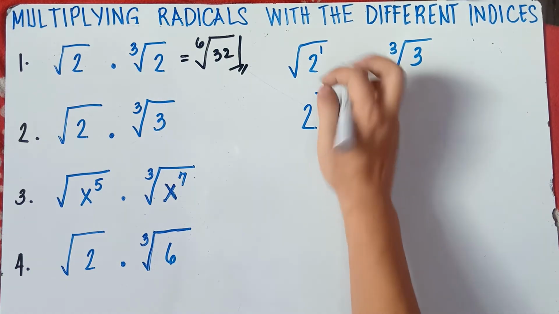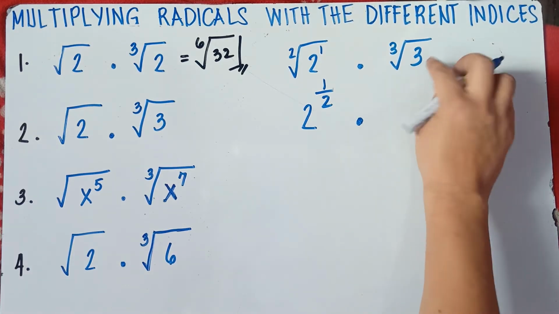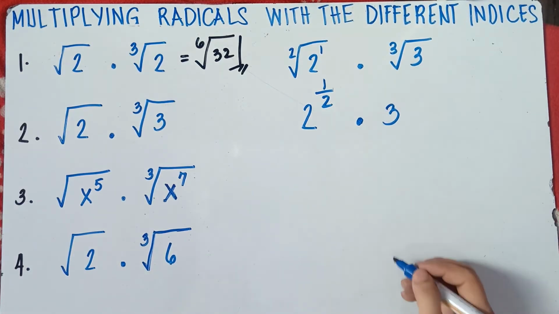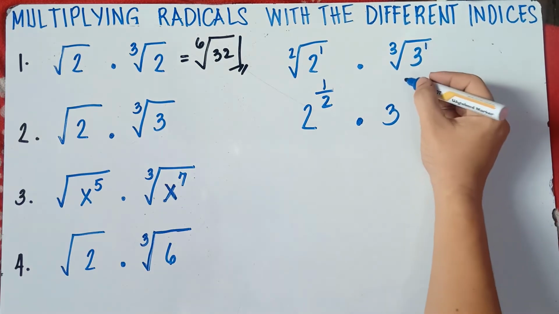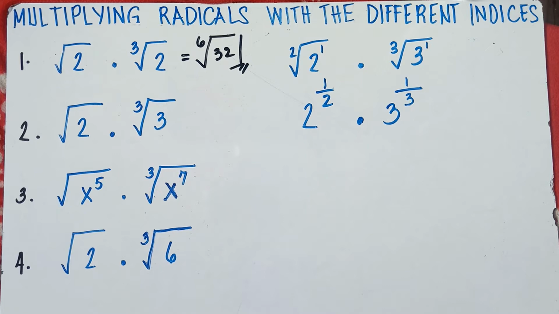and 2 will be the denominator. So where did I get 2? From the index, class. Then copy the radicand 3. Then understand the exponent there is 1, and 1 over 3 will be the index. So, 2 raised to the power of 1/2 times 3 raised to the power of 1/3.